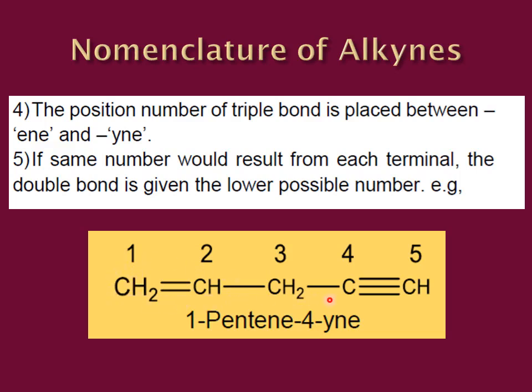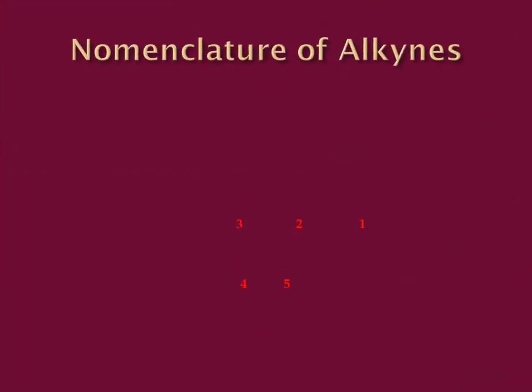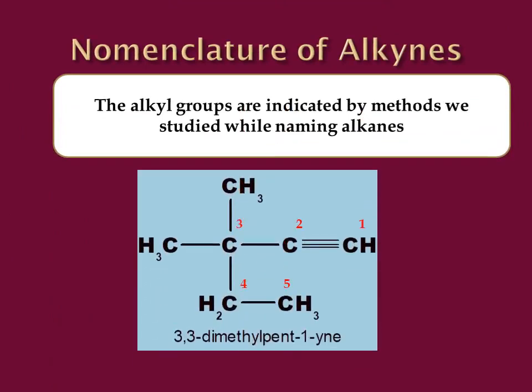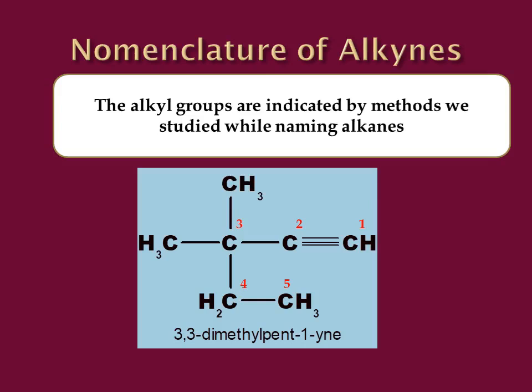So the priority is always given to the double bond instead of the triple bond. The next rule is that alkyl groups are indicated by methods that we have already studied in alkanes. Look at this example. Now we have to select the longest chain first, which will contain my triple bond. So this is carbon number 1, 2, 3, 4 and 5. So the parent chain comprises 5 carbon atoms.